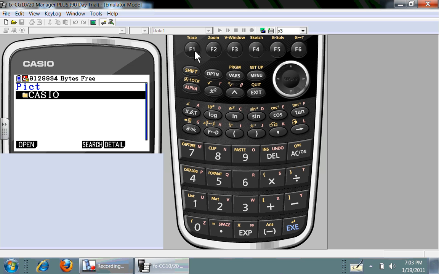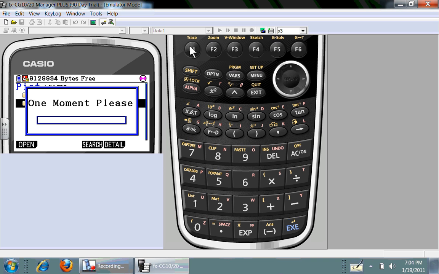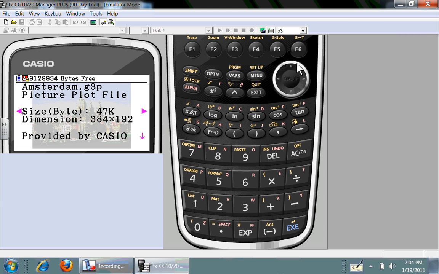It's asking me to open, so I'm going to open up this Casio folder. I've got two choices today. We're going to be looking at picture files. That's the G3P file. I'll press open there. It comes pre-installed with 40 images, a combination of video or flipbook video files, as well as picture files. Picture files allow you to do some really cool math. Next week or the week after, we'll be taking a look at the flipbook picture video files.